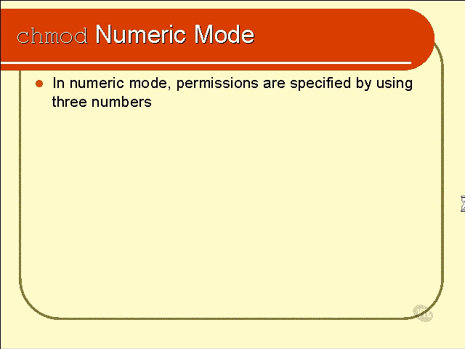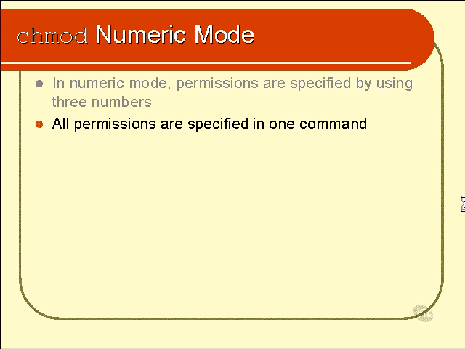So instead of typing in u+w, o-r, or whatever it is, you type in 3 digits, and that specifies all the permissions in one hit. So 3 simple digits, and you've set all 9 permissions. So how does that magic happen?